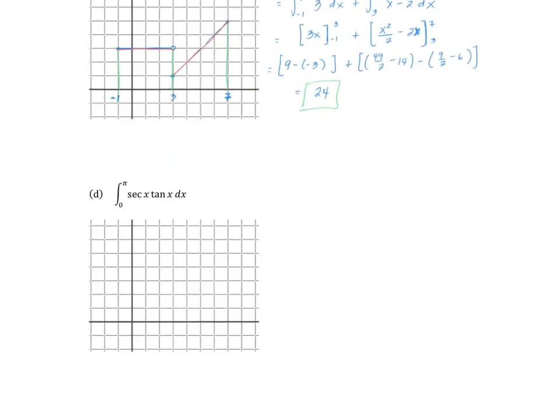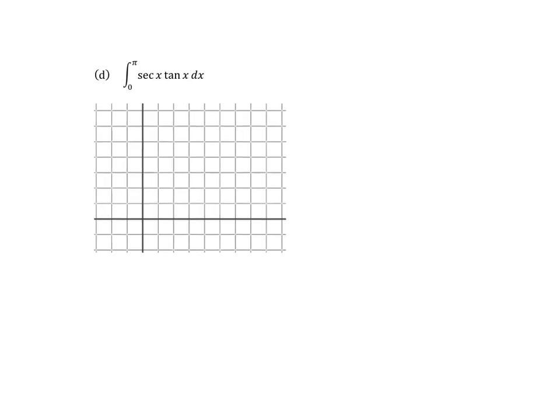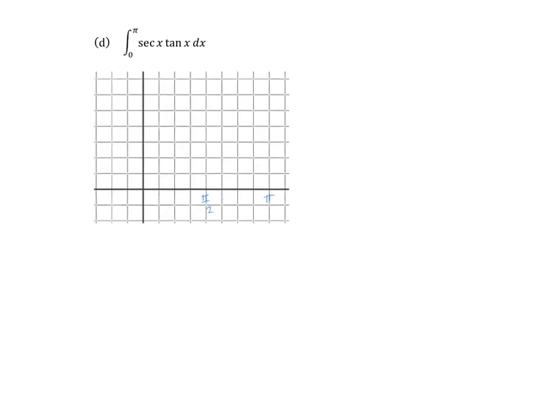The very last example in this section is something that we have to be careful with. Notice in this integral in part D, I'm supposed to evaluate this from 0 to pi. So let's just say this is pi over 2, and this is pi. The problem I'm having is that at pi over 2, both secant and tangent are undefined.